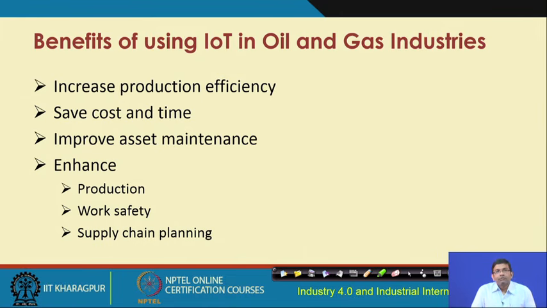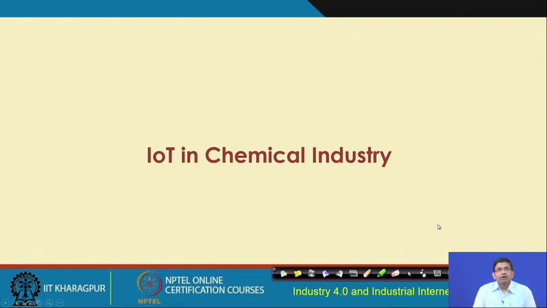So, the benefits of using IoT in oil and gas industries is already quite apparent, but essentially let us recap and try to summarize what are the different benefits. Benefits include increase in production efficiency, saving on costs, saving on the time, improving asset maintenance, enhancing productivity, work safety, supply chain planning and so on.